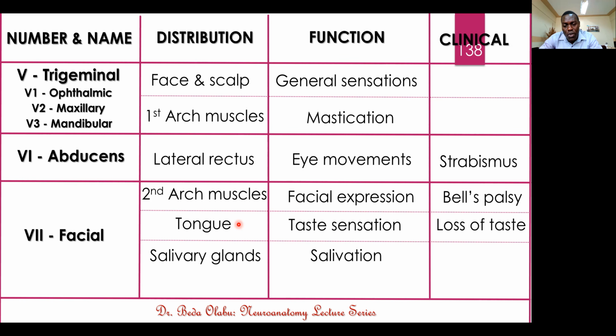So that means if you injure that component that goes to the salivary glands, and the salivary glands in question here are two: the submandibular gland and sublingual gland. If you injure a nerve supplying the salivary gland, then it means that you'll reduce salivation. So the patient will present with dry mouth.